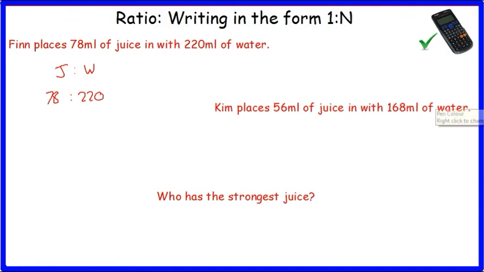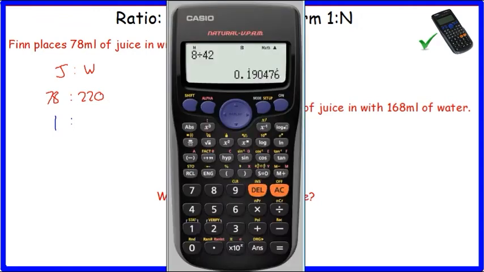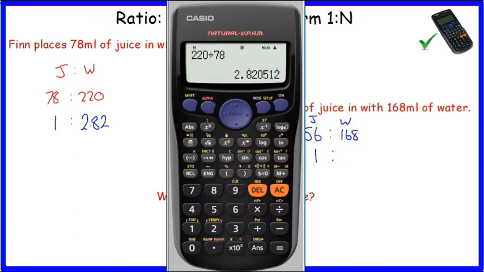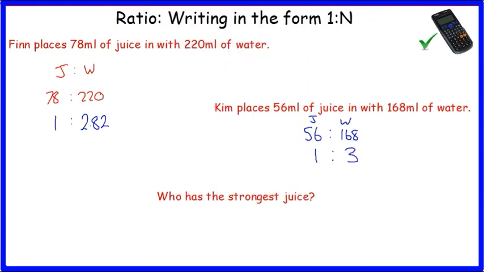What I'll do is I'll write this juice, 1 part juice. That's divided by 78, so I'm going to get my 220. And I divide that by 78, and that gives me 2.82. Now over here, for Kim, I have 56 juice to 168 water, so I'm going to go 1. It's divided by 56. It's 3 exactly. So who has the strongest juice?